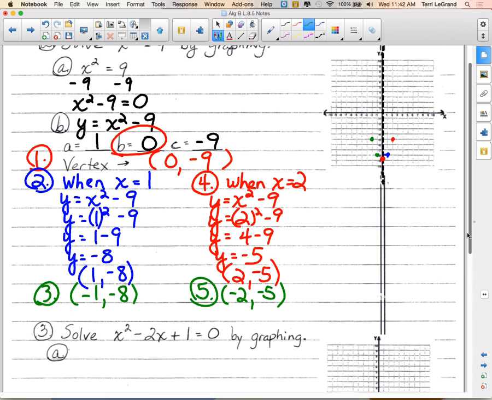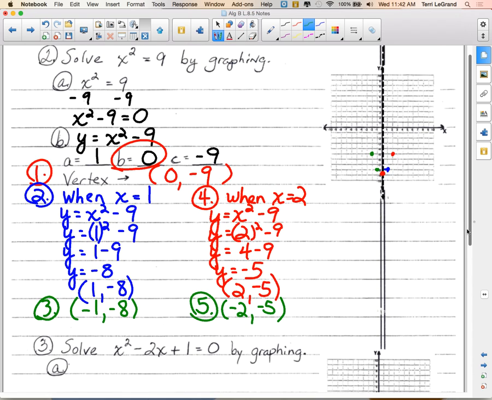And we draw our parabola. Did I draw my parabola last time either? I didn't, did I? Did you? Yeah, okay, good, because we should. I don't even remember doing it, so I must not have. Okay.